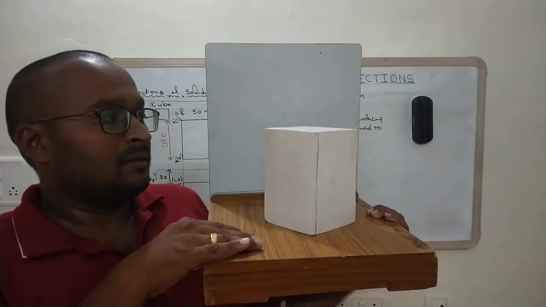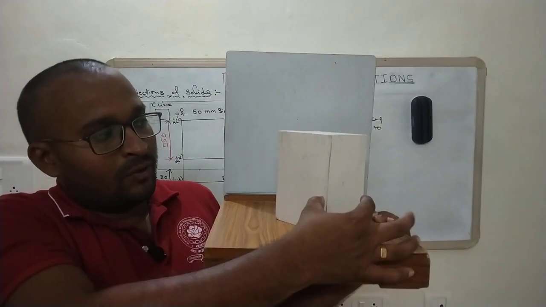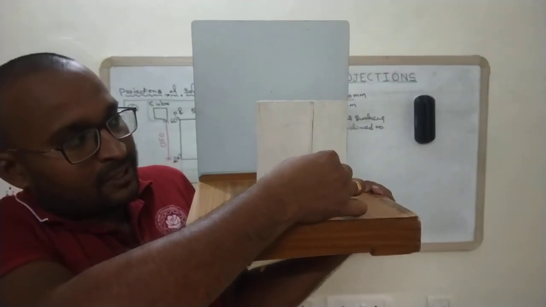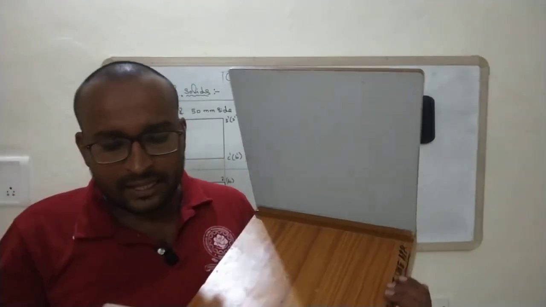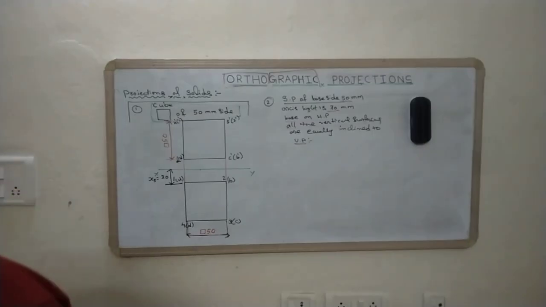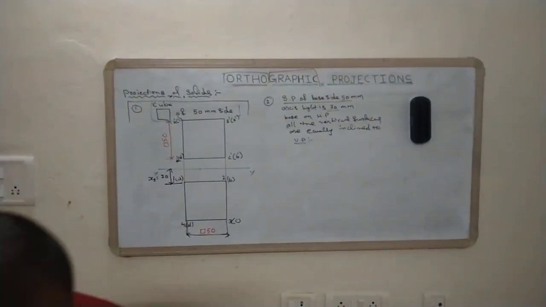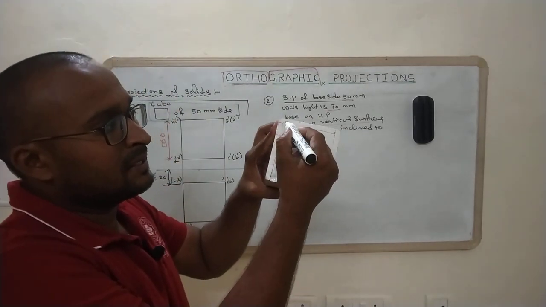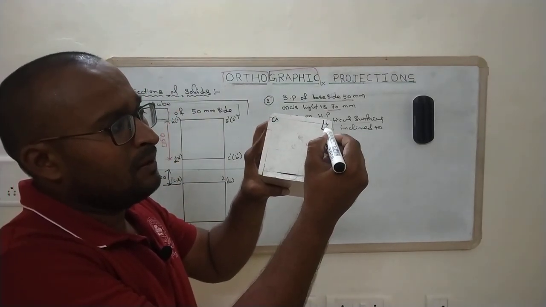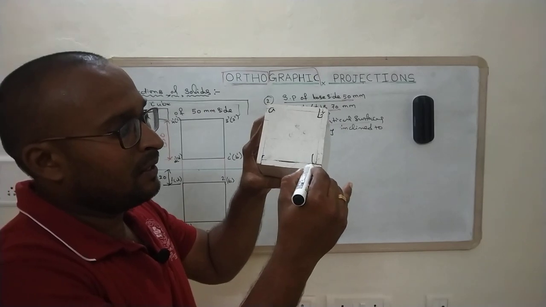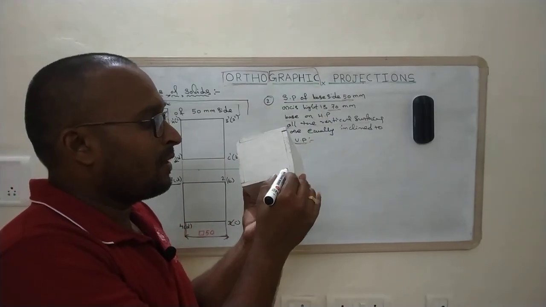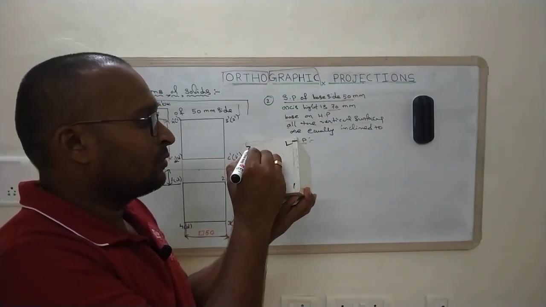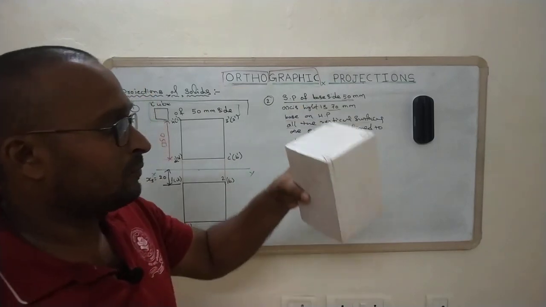Right? Here you can see, this is the front view. We will see the two surfaces. Now we are going to mark them with numbers. The planes are going to be marked with A, B, C, D. Here it is A, B, C, D, and then here we will have 1, 2, 3, 4.